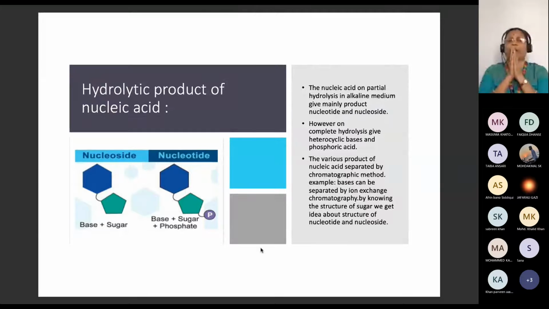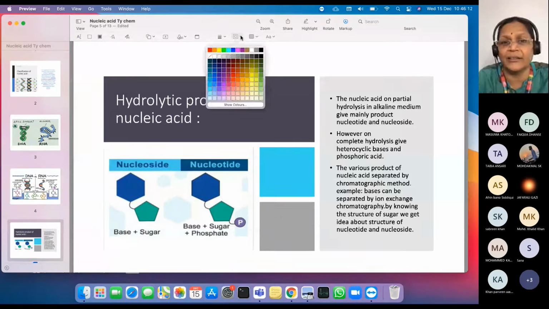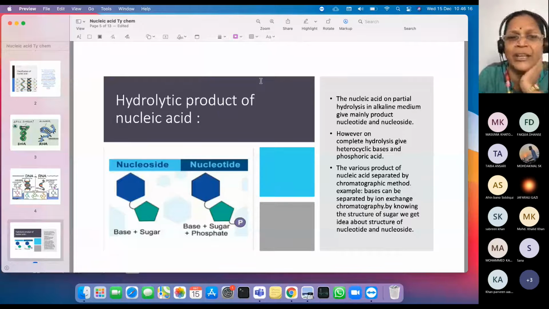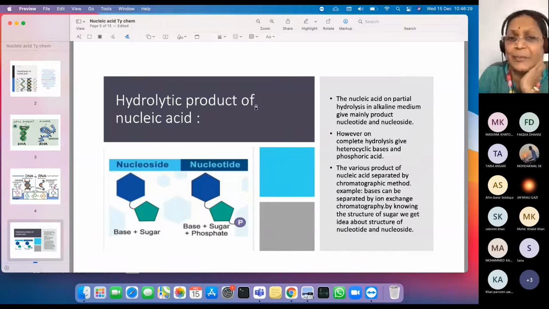Hydrolytic products of DNA and RNA. Here you need to keep something in mind. Let me write something here, then you will understand. I take another color, a pink color, and I'm writing something. Actually, I will write with white color on my screen so that it will be visible for all of you.